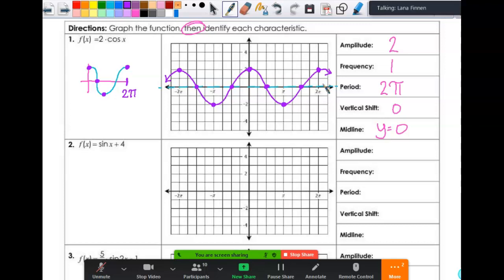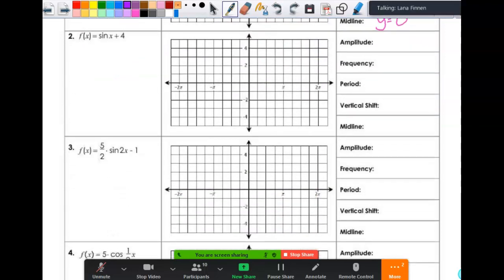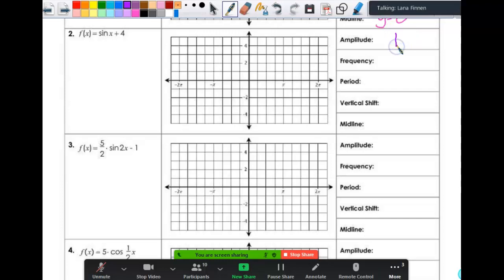All right, number 2, what's the amplitude? 1. The frequency is 1. The period then is 2 pi. Vertical shift is 4. Midline y equals 4. So I draw a little sine parent function, right?